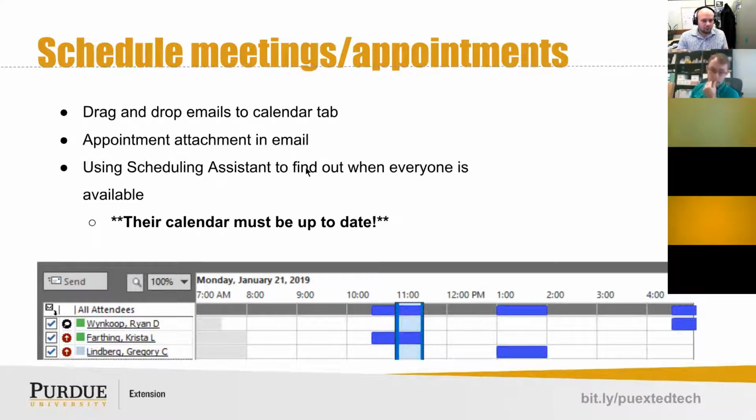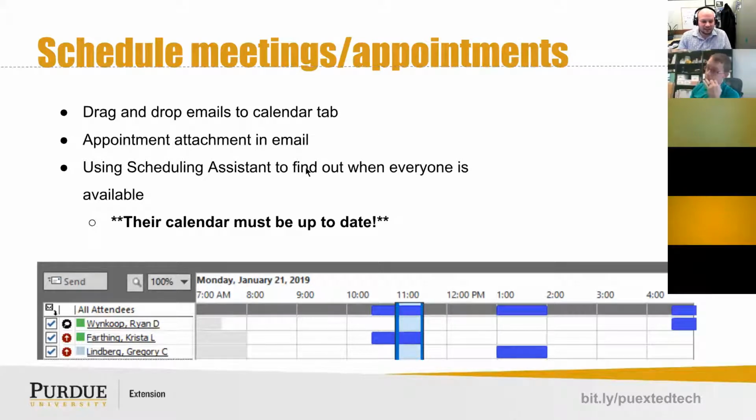Now, of course, this only works if everyone's calendar is up to date. So if you aren't updating your Outlook calendar, try to start doing that, because it will be incredibly helpful to all of us, because we can see when you're free or available and we can schedule meetings easier. I might not want to make it easier to schedule meetings, but it makes it easier for everyone.